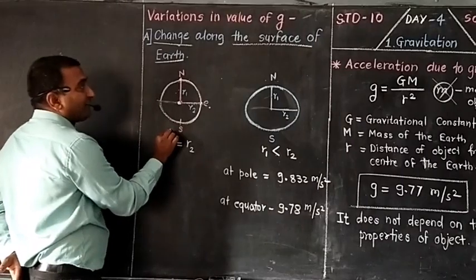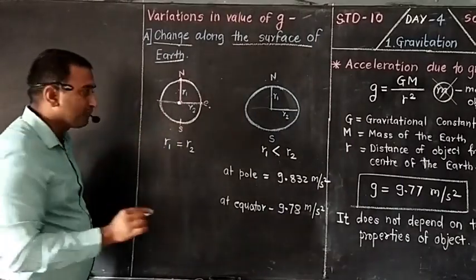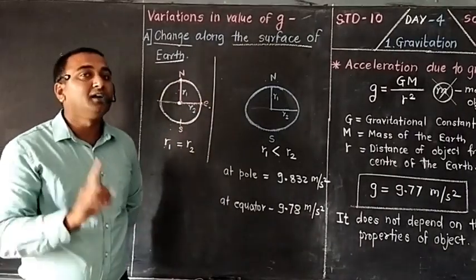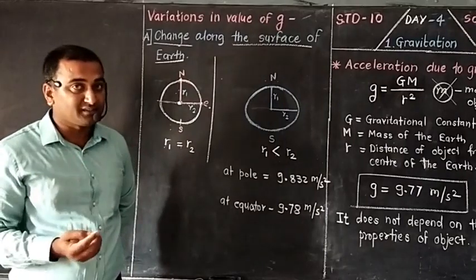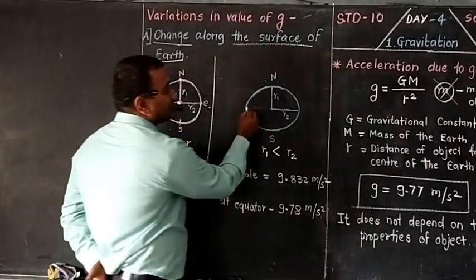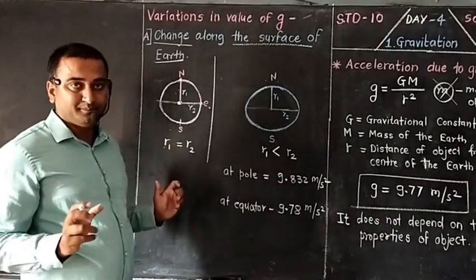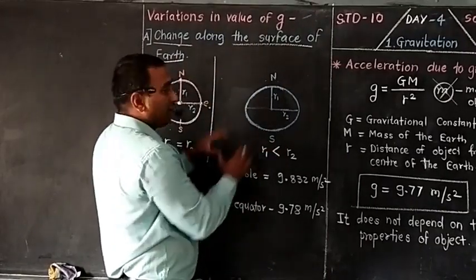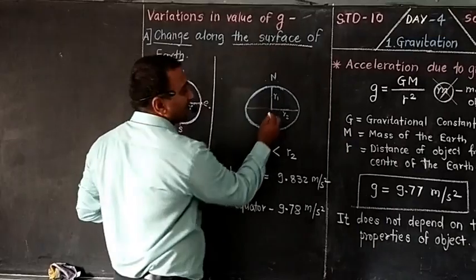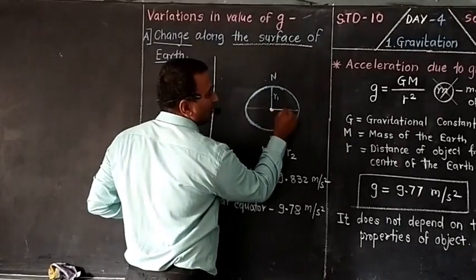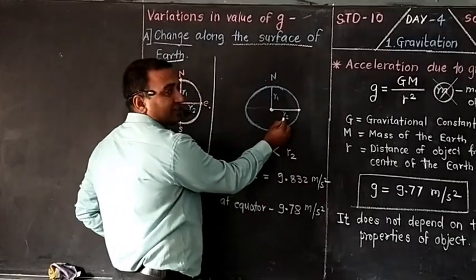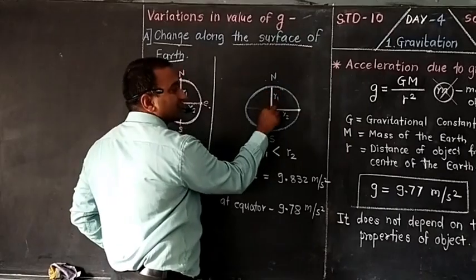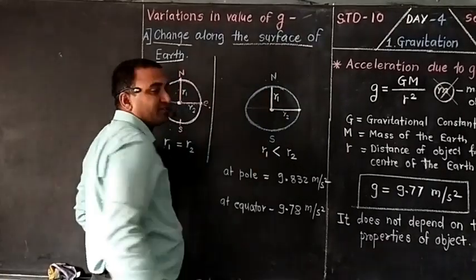When is this going to happen? When we consider earth is spherical. But as we are focusing on the shape of earth, it is not spherical. Then how is it? It is not exactly spherical. It is bulged at equator, a little oval shape. It is bulged at equator and flat at pole. When it is bulged at equator, the distance from the center to one point on the equator, that radius we are going to consider as R2. And for the North Pole or South Pole, any one pole we are considering, this distance is called R1.